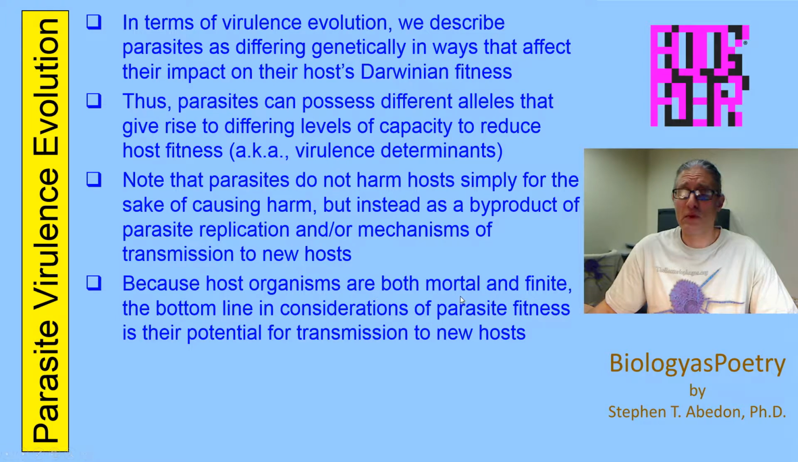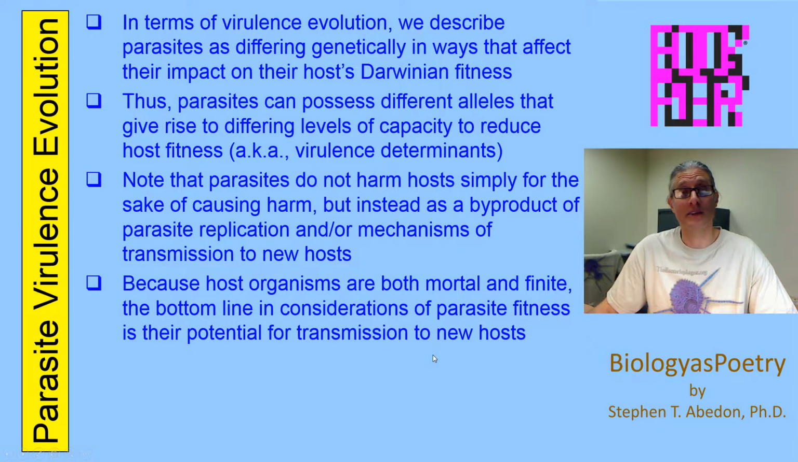Because host organisms are both mortal and finite, that is, eventually they die, and they're only so large, there's only so much host organism to go around. The bottom line in considerations of parasite fitness is their potential for transmission to new hosts. So how do you make up for the fact that a host is going to die eventually, even of natural causes, and that the host is only so large, with only so many cells to infect, in the case of a virus? The answer is that you can increase the amount of host tissue available to you if you can find new hosts. A parasite, in order to be an ongoing presence within a community, has to be able to find new hosts.